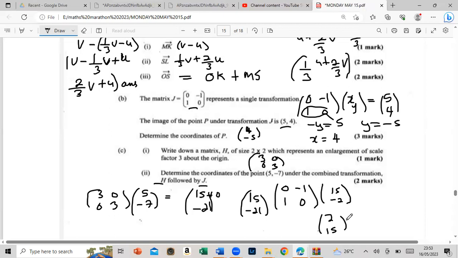Did I look at the wrong one? What was this? This is not 2, this is 21. Oh my god, so let me double check. So it's supposed to be 21. So 0 times that, negative times that, positive 21. Good thing I double checked this because I'm so tired. So it's going to be 21.